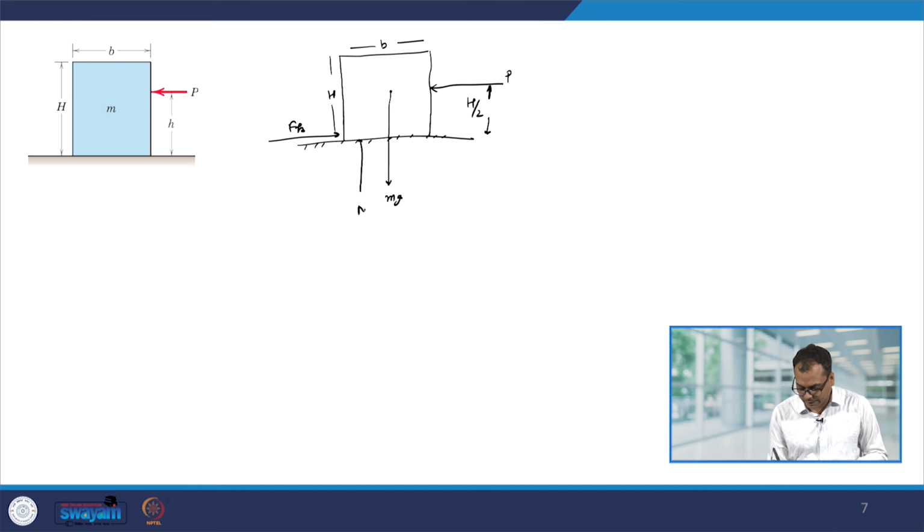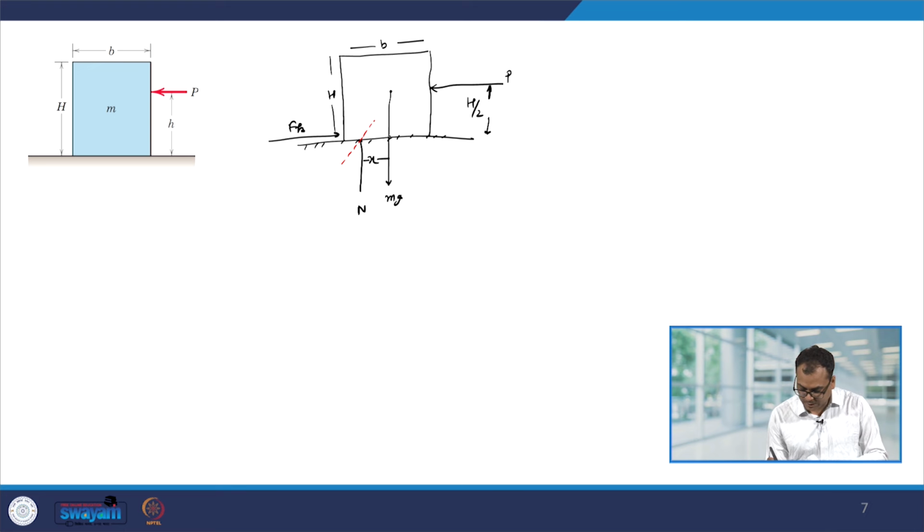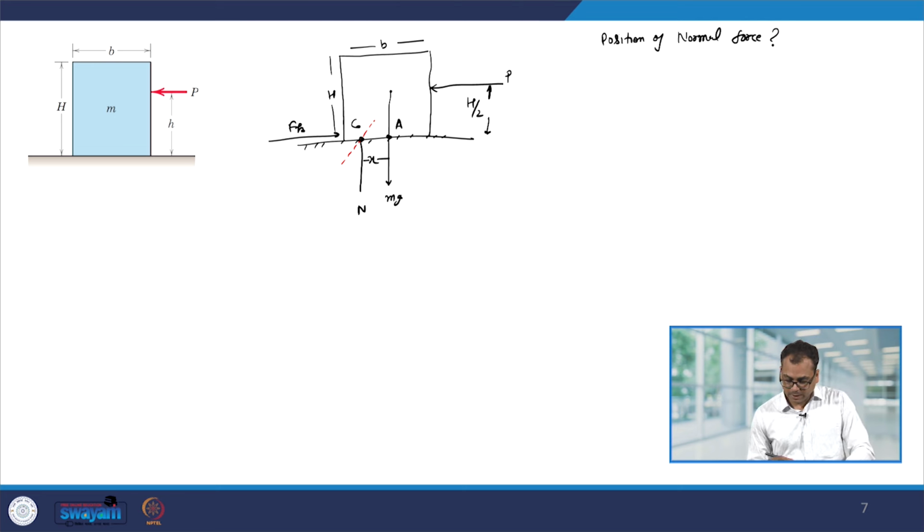and we have to find out from where the line of Fk and the normal force N will pass. So, let us say our normal force N acts at a distance of x, then the resultant of N and Fk will also pass through this point. Therefore, if we know where the N is acting, we know from where the resultant is passing. So, let us say this point is A, this point is C, and we have to find out what is the position of the normal force. For that, we can take the moment about A. If I do that, then I have N into X equal to P into H by 2.